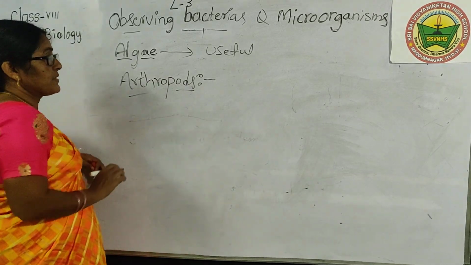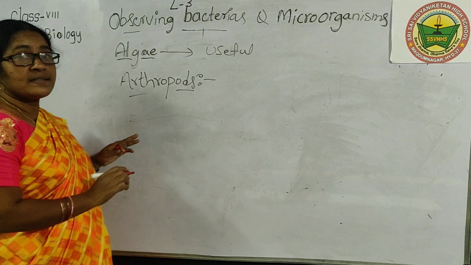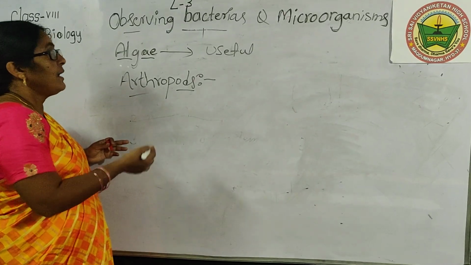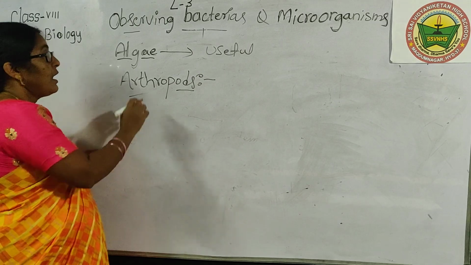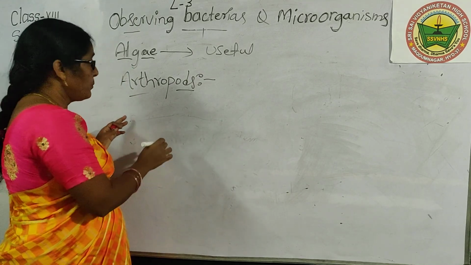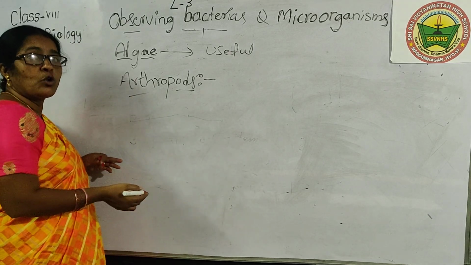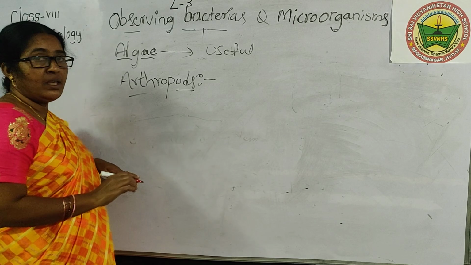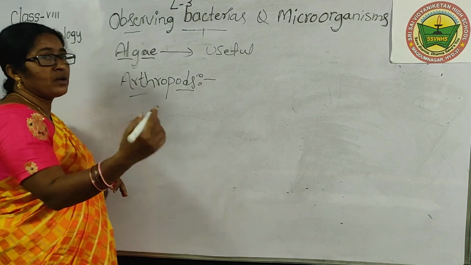Bacteria can be useful or harmful. Here, useful algae, and next arthropods. Arthropods are also used for growing crops or plants, plant life. And next, some more algae.